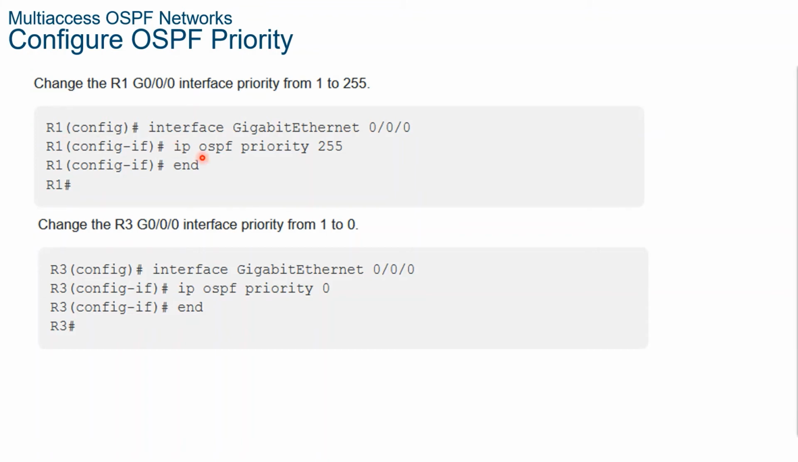So R2 should be the BDR and will be left with a default priority of 1. And R3 should never be a DR or BDR and will be configured with a priority of 0. Now, change the R1 G0/0 interface priority from 1 to 255. And change the R3 G0/0 interface priority from 1 to 0.